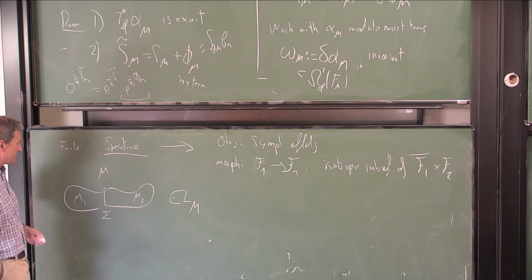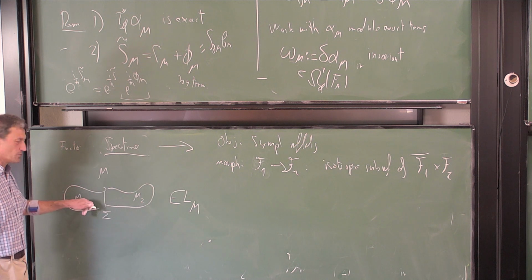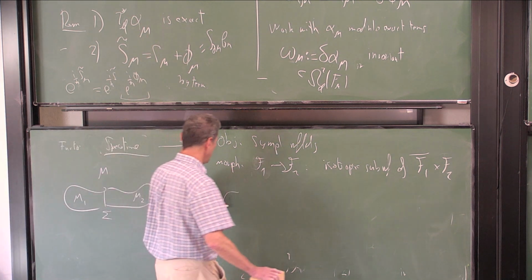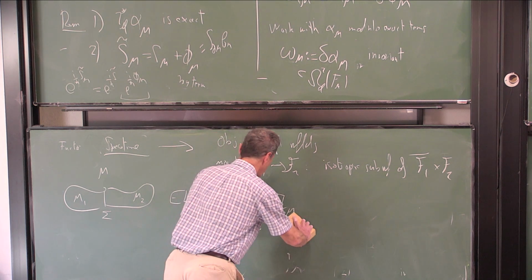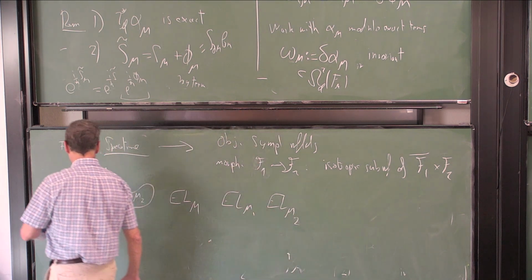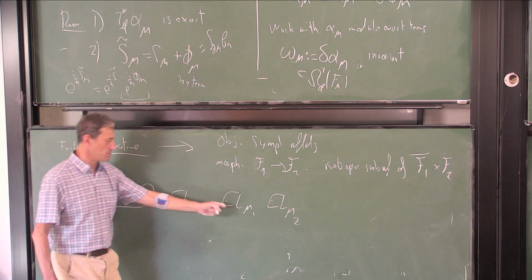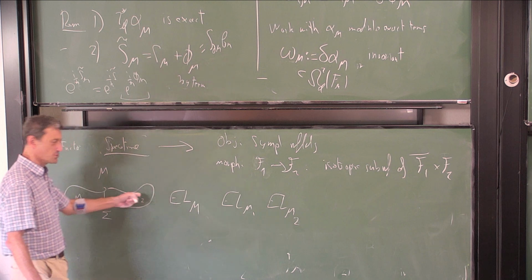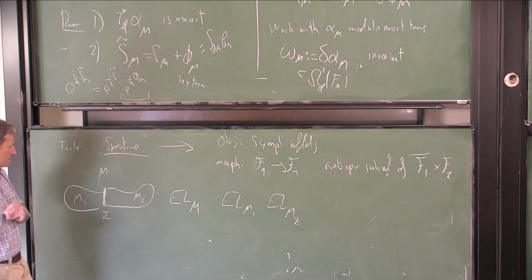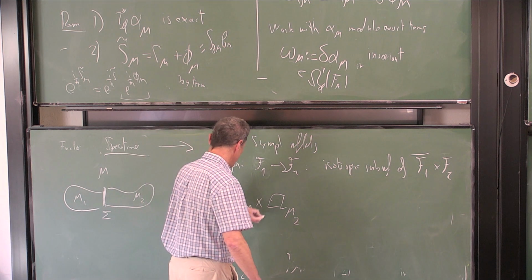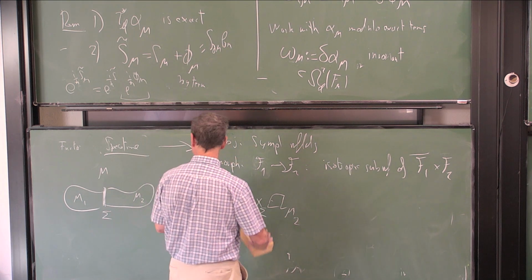Well, what you can think is that once you have a solution, you can restrict the solution to the two copies. In particular, you can get a solution on M1 and M2. And the property is that not every pair of solutions on M1 and M2 corresponds to a solution on the whole M. What is important is that they have to match here.